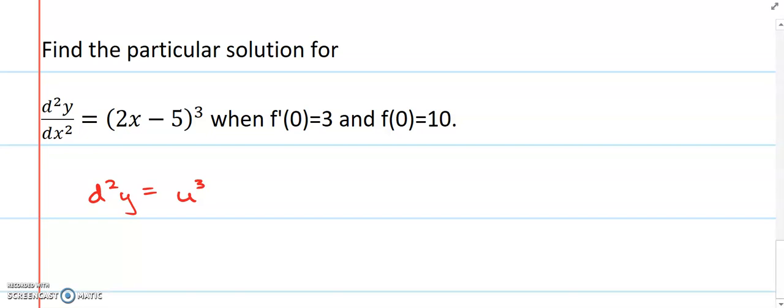Yeah, that's the problem with doing so much stuff in your head, Brett, is that you missed out on the fact that your du is supposed to also have a 2 in it because of that chain rule. From the 2x minus 5, that 2 needs to be included. I'm going to include it in here. I'm going to put the 1/2 there for you right now. I'll show you that step the second time we go through this problem for getting all the way back up to the particular solution.